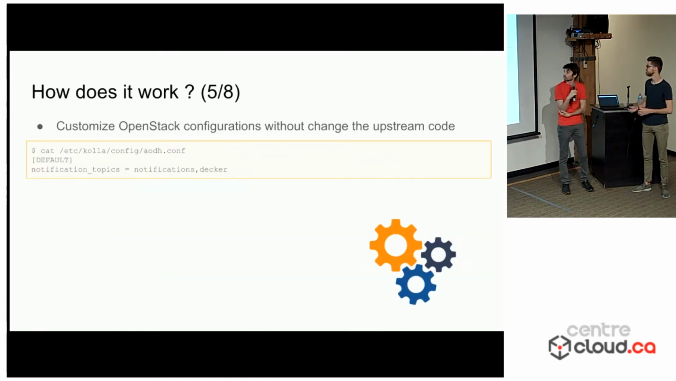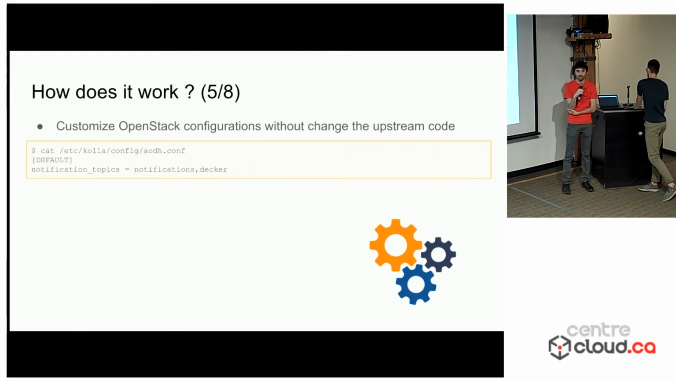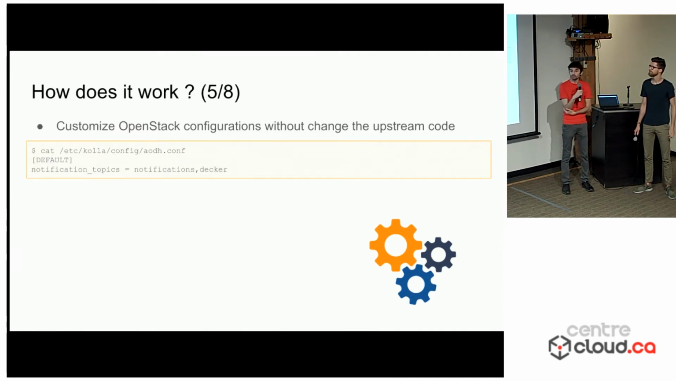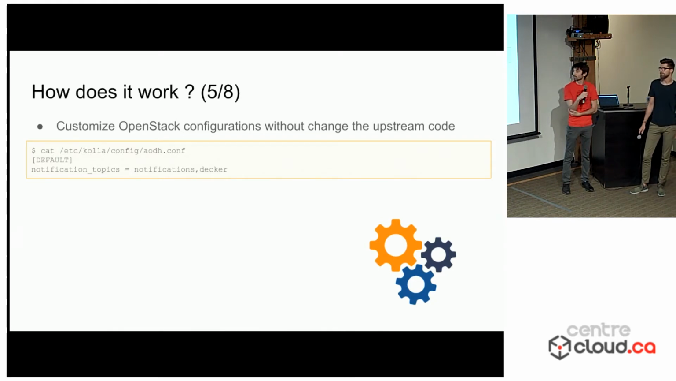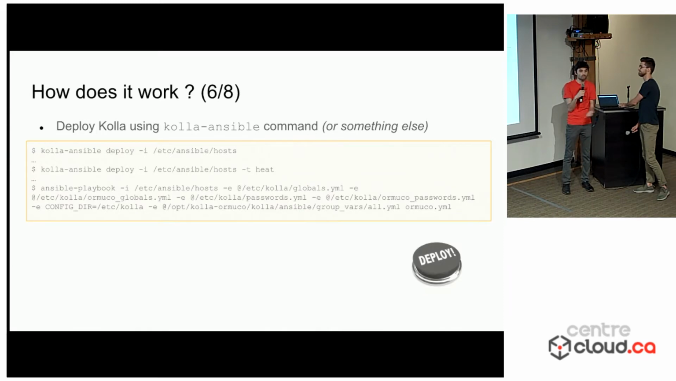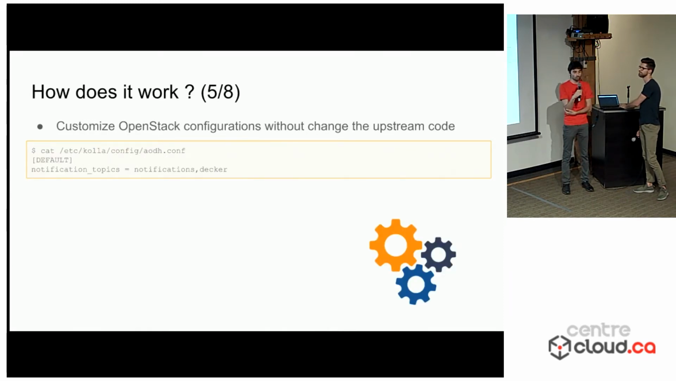A cool thing in Kolla is to be able to override the Ansible template without changing the upstream code. For example, if you want to change the AODH notification topic parameter, you will create the aodh.conf in /etc/kolla/config, add your parameter, and you will override the notification topic in the Ansible template, and you will deploy this configuration in each AODH server node. Of course, it's not just override. You can also add a new value, a new parameter if you want.